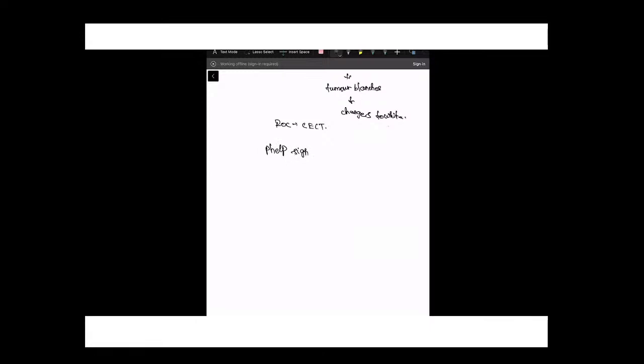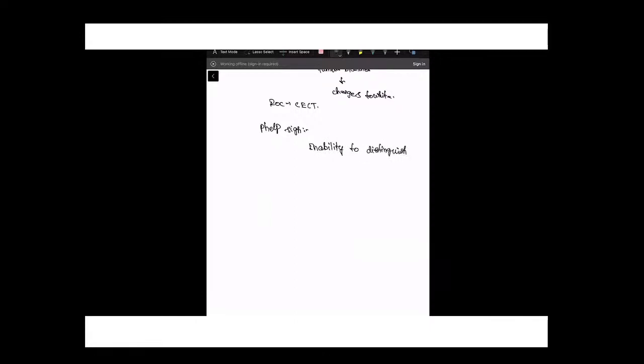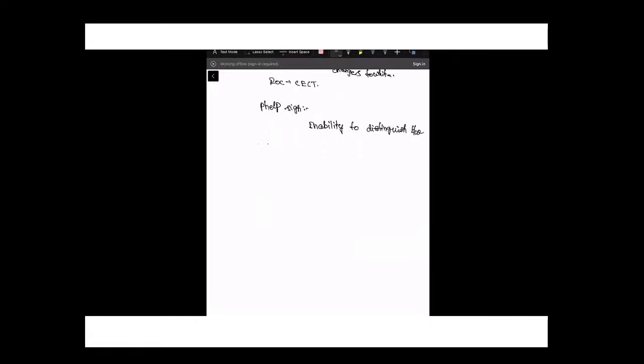Then we have Phelps sign. There is inability to distinguish between the internal carotid artery and the jugular bulb due to the erosion of the caroticojugular crest.